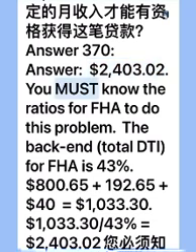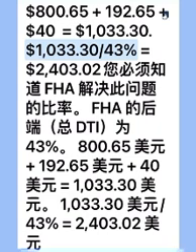Answer: $2,403.02. You must know the ratios for FHA to do this problem. The back end, total DTI, for FHA is 43%. $800.65 plus $192.65 plus $40 equals $1,033.30. $1,033.30 divided by 43% equals $2,403.02.